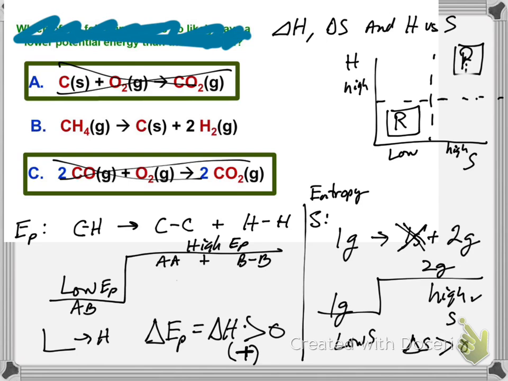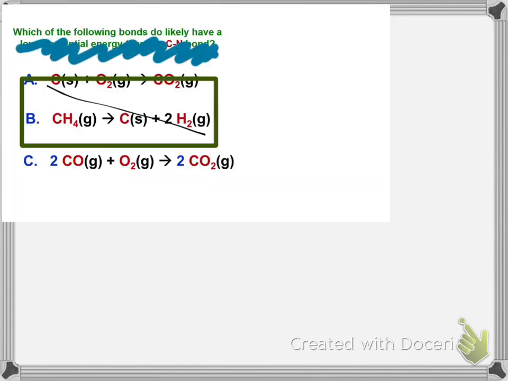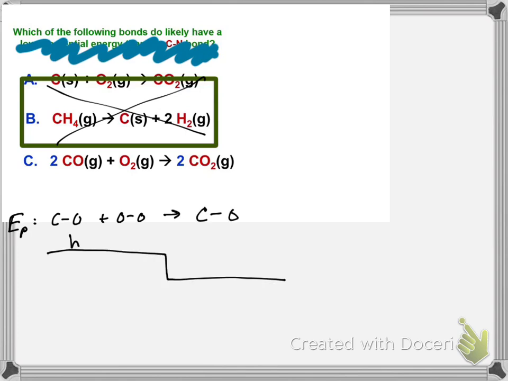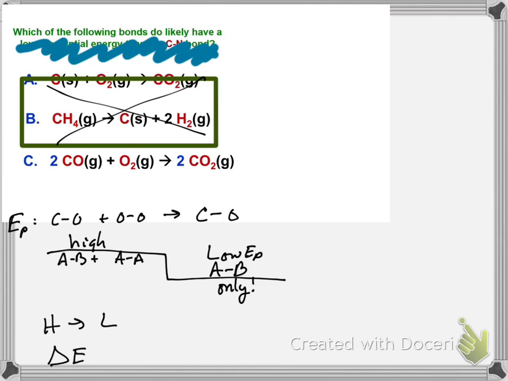All right, so last one, we're going to do C. Let's do the potential energy story. A C=O bond plus an O=O bond makes C=O bonds. So there's going to be high potential energy to low. Keep in mind the weakest bond is in the reactants. We have A-B bonds in both reactants and products, but the only A-A bond is in the reactant. So now we go high to low. Delta H is less than 0, negative.